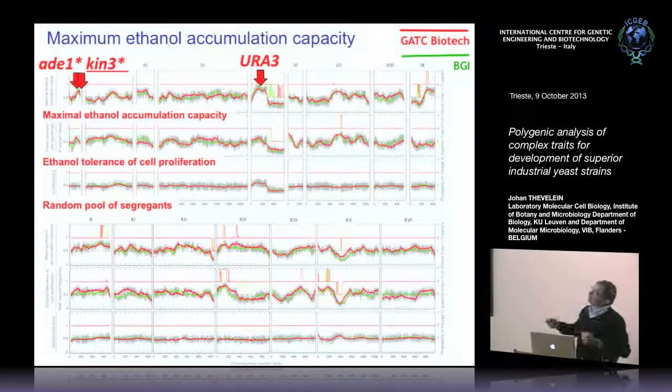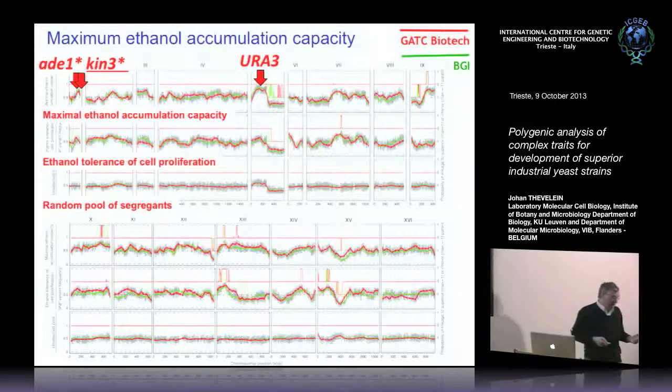Then when we determined the loci for maximal ethanol accumulation capacity, with the same segregants, we also did ethanol tolerance of cell proliferation, so just on plates, like in the first example. And you can see that there is a correlation between the two properties, like here, for instance. But there are also loci which are different. Like here, the most important one was a locus with ADE1 and KIN3.